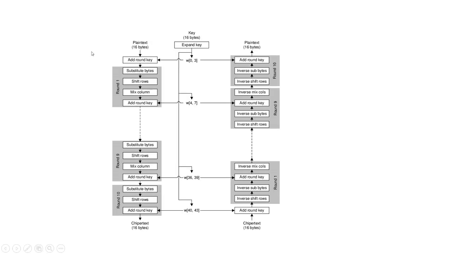So this is the total diagram for encryption and decryption. This is encryption and this is decryption. Here the plain text first undergoes a pre-round calculation with 4 subkeys, that is 0 to 3. Next is round 1, then round 2, etc., up to round 9. The last round doesn't have a mix columns. It only has substitution bytes, shift rows, and add round keys, and we get a ciphertext of 16 bytes.